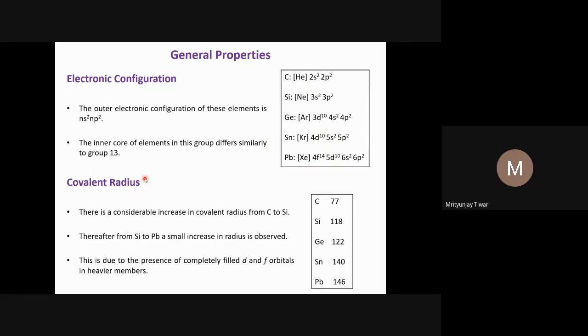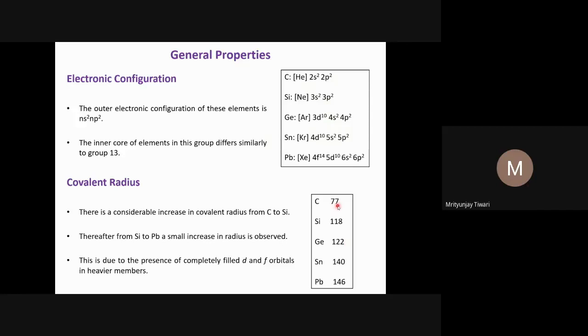Now let's look into the covalent radius. Mostly what is important for us is to see the trends. Here the outermost shell electronic configuration is 2s2, 2p2, and all the other orbitals are completely filled, other than the outermost p orbitals, when we see the electronic configuration.